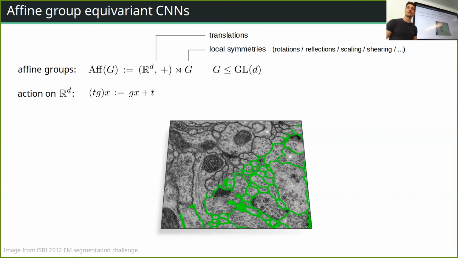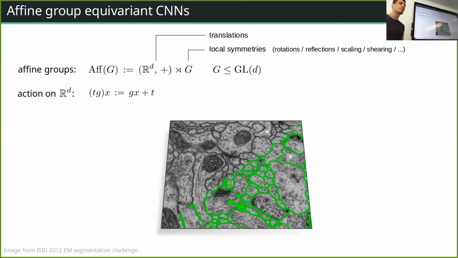All right, so first we have to talk about the symmetry groups we are considering. We are looking at so-called affine groups, which are a so-called semi-direct product of a translation group. We always have translational symmetries. And then in addition, we have this product with a group G, which is a subgroup of the general linear group. And this describes local symmetries like rotations or reflections, shearing of the image or scaling or something like that.